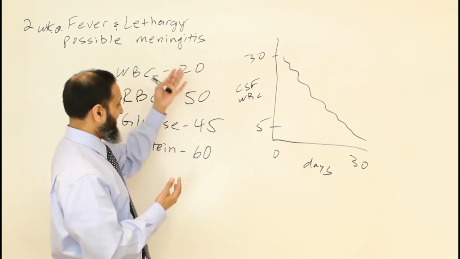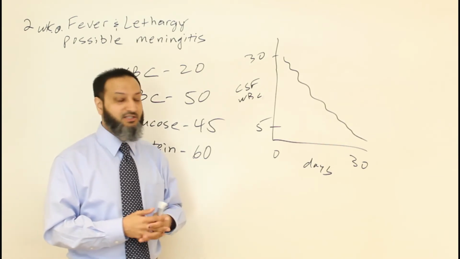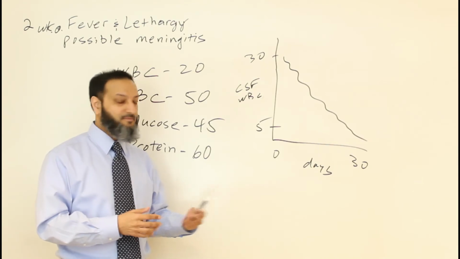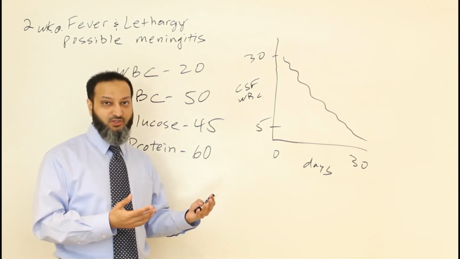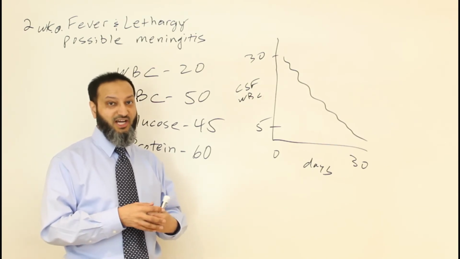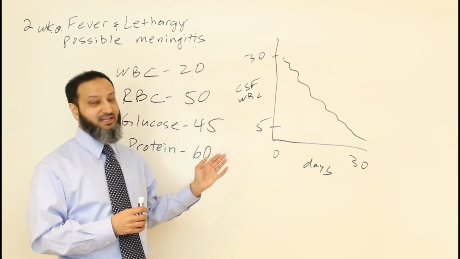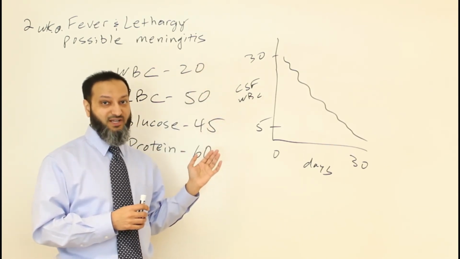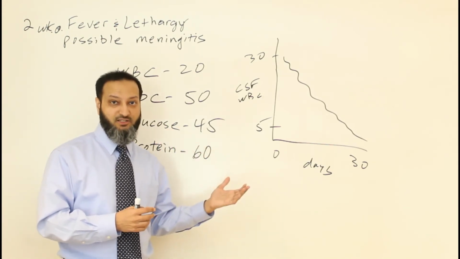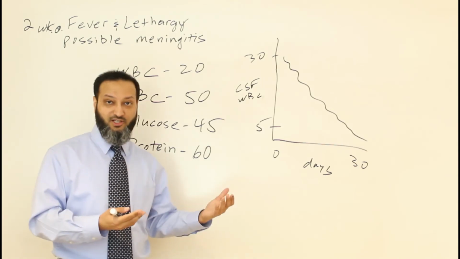So if this child, based on the spinal fluid, were to have meningitis, what would be the most likely cause of this child's meningitis? It would not be group B strep. It would not be E. coli, right? Because we said bacterial meningitis would give you a very impressive number, right? Thousands of white cells, very impressive numbers, right? So this kid does not have bacterial meningitis. Most likely this child has viral meningitis.